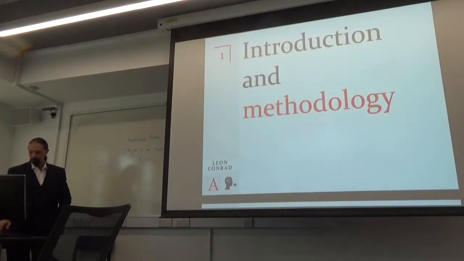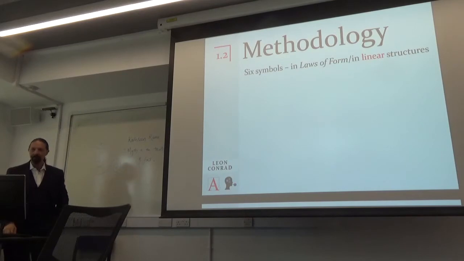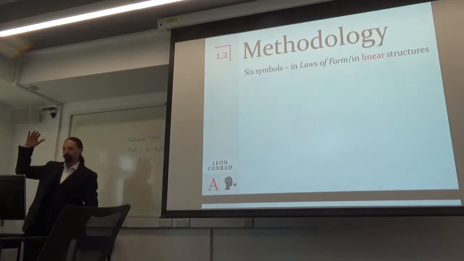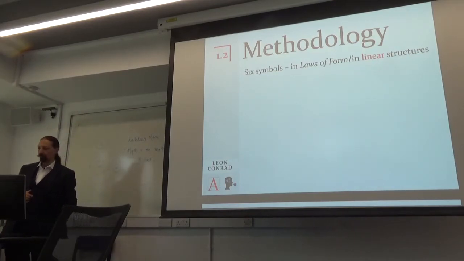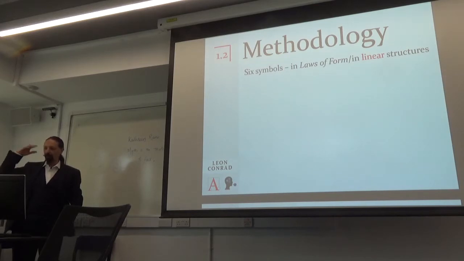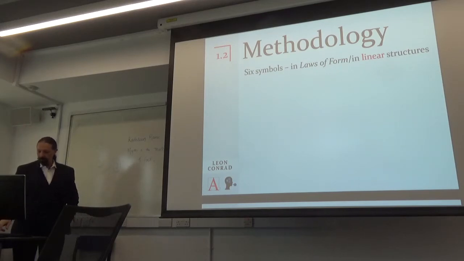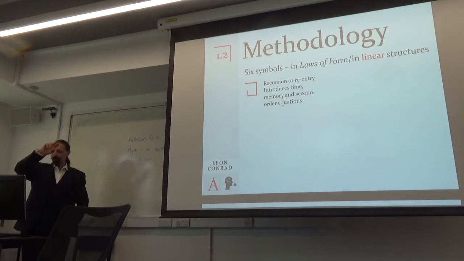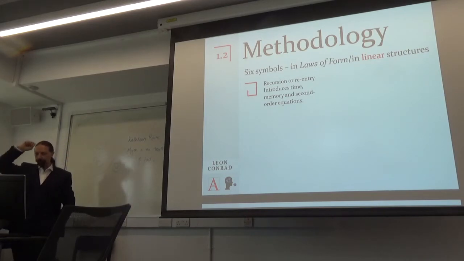So what is it that I'm doing? I'm taking 6 symbols that are used in Spencer Brown's Laws of Form, and I'm applying them to the analysis of linear story structures. This is the common understanding of story. I'm not going to go into the difference between linear and dynamic structures. I talked about that last week, and that talk will be put online in a few weeks. But I'm going to talk about story as a linear structure.